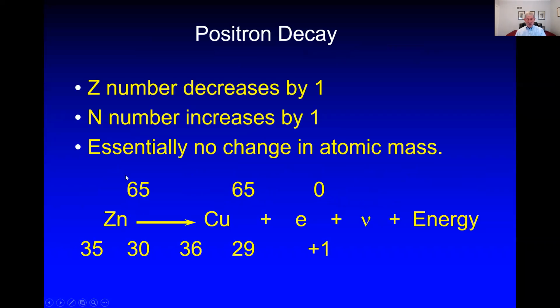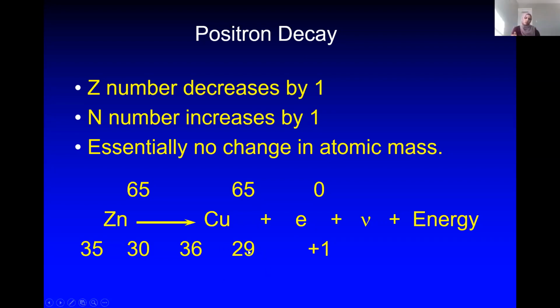Okay, so let's take a look at a real one. Zinc 65 decays to copper 65. The Z number went from 30 to 29. What direction is the arrow going? Left or right? Anybody? Went from 30 to 29. The Z number decreased, going to the left.